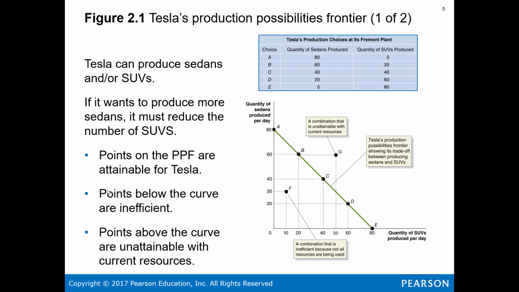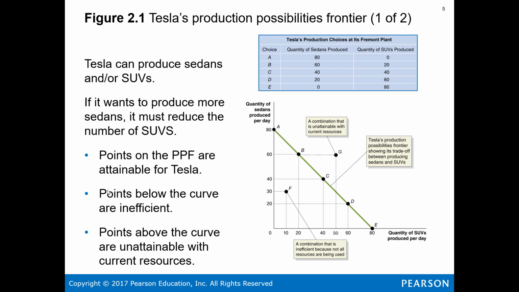If they want to produce more sedans, they must reduce the number of SUVs and vice versa, because they only have so many workers, so much machinery, and so much time. So if you go to point B, they're actually producing, with quantity on the vertical axis, 60 sedans and 20 SUVs per day. And then you go down the line.